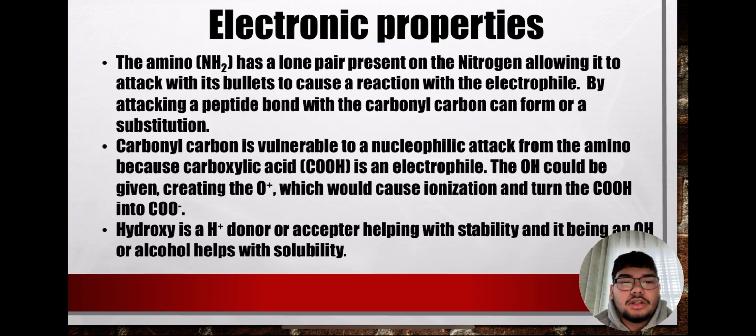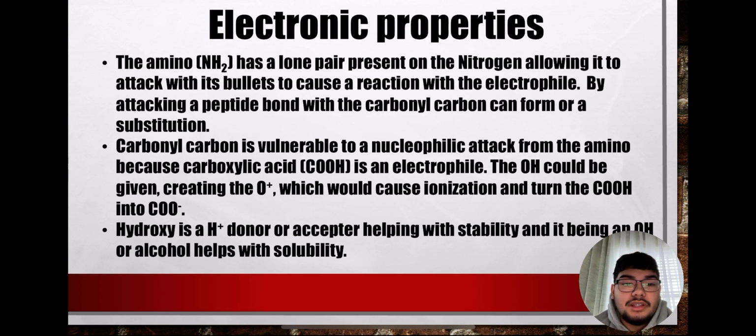So our electronic properties, we're going to start with our amino, the NH2. It has the lone pair present on the nitrogen, allowing it to attack, which can cause a reaction with our electrophile. So our nitrogen, or our amino acid, is going to act as our nucleophile. From there, it's going to attack the peptide bonds with the carboxylic carbon, which can form a substitution.